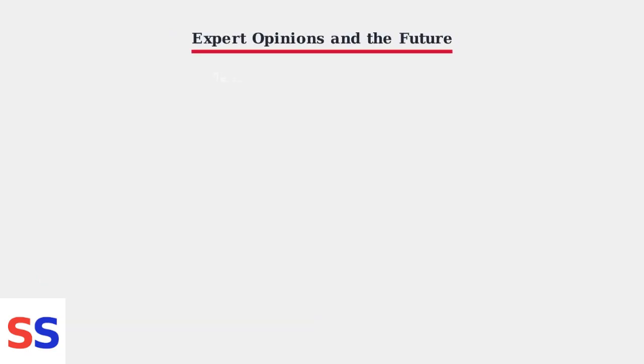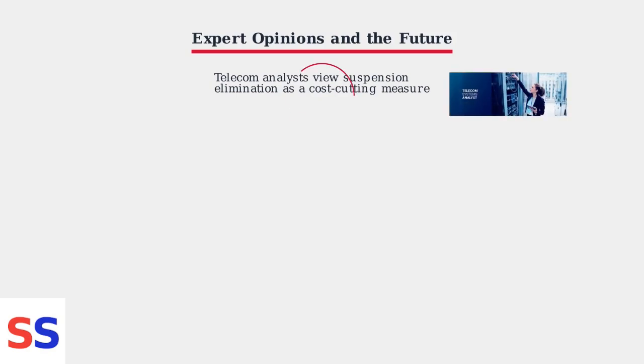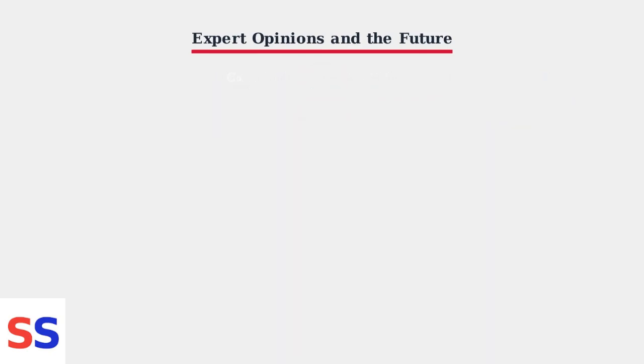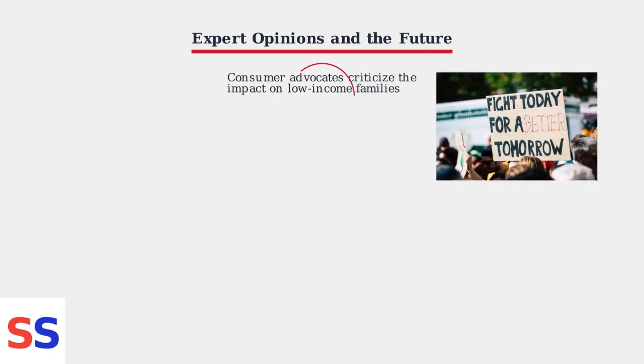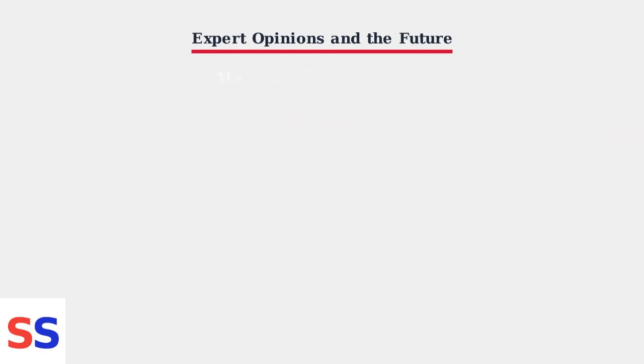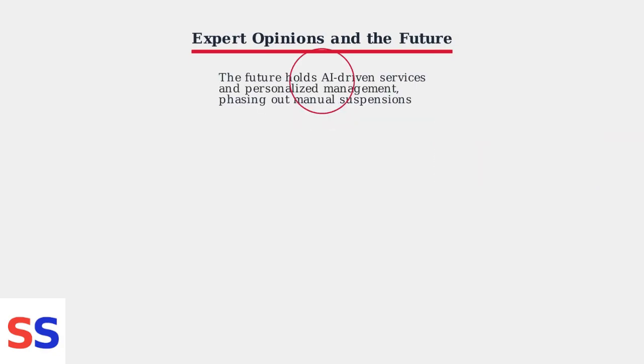Telecom analysts see the elimination of line suspension as a strategic cost-cutting measure that helps Verizon improve their profit margins. However, consumer advocates argue that this change negatively affects low-income families who rely on the ability to temporarily pause services to manage costs. Looking ahead, the future of telecom services will likely feature AI-driven recommendations and personalized service management, potentially eliminating the need for manual suspensions entirely.